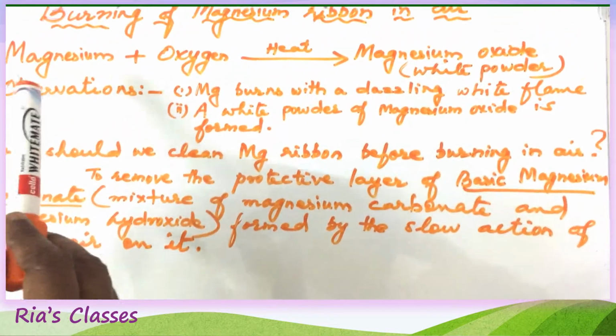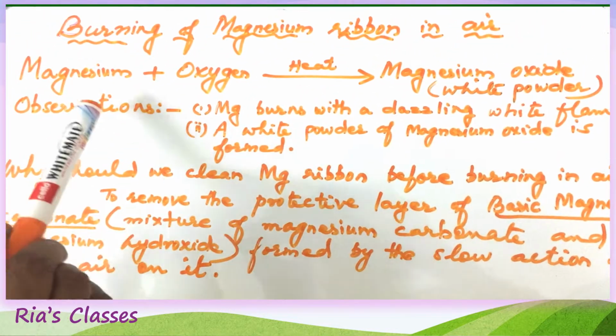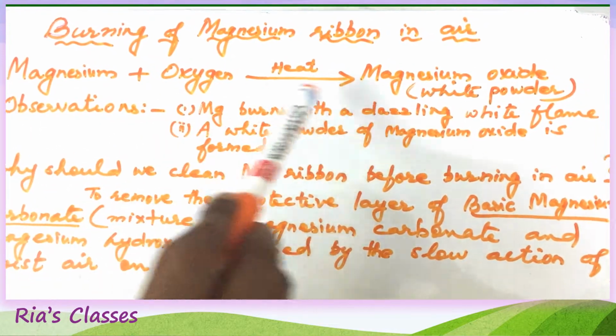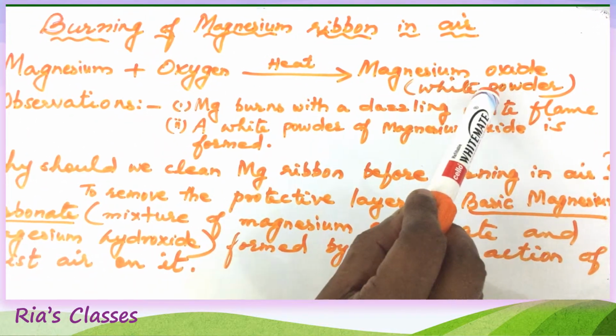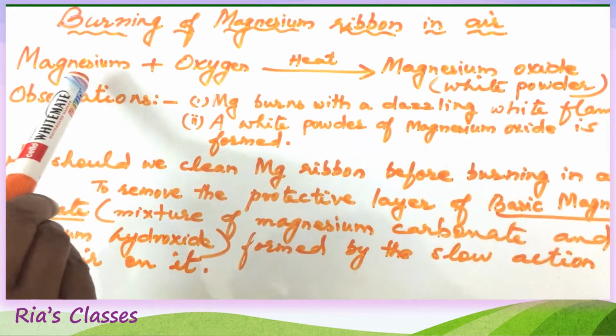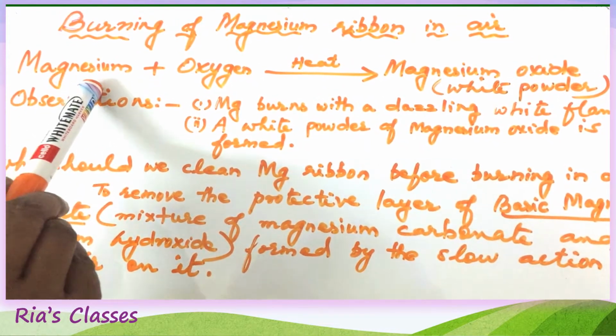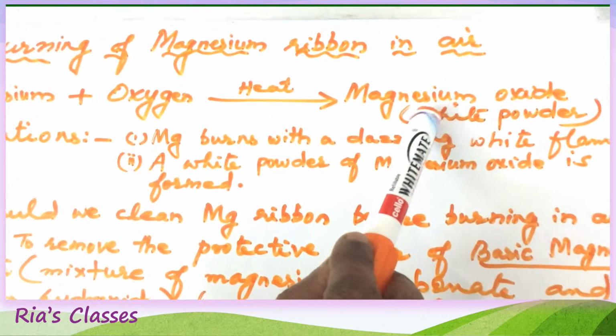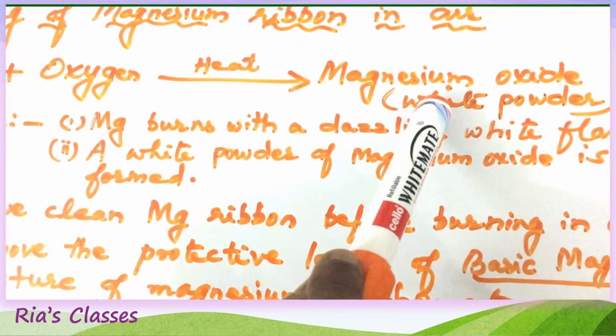Now, when we have removed that layer and burn it, magnesium combines with oxygen and we get magnesium oxide. So on the reactant side, the left hand side, two reactants are there, whereas on the right hand side we get only one product, magnesium oxide.